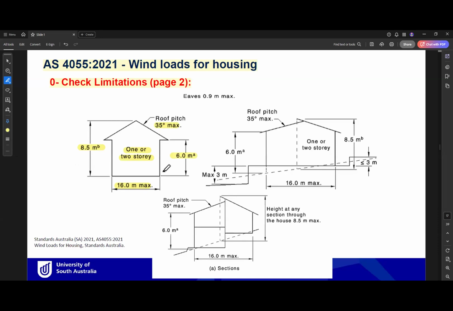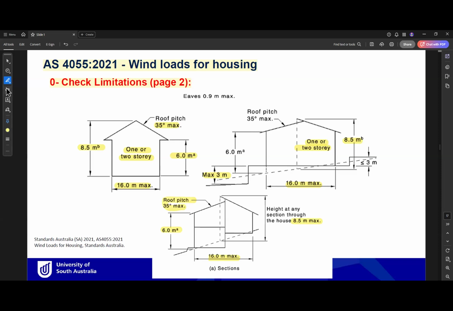Okay, so these are some requirements or limitations for using this standard. If it is on a slope, the maximum slope step is 3 meters. Again, 1 or 2 storeys, maximum height 8.5 meters, maximum width 16 meters. So the maximum width for all cases is 16 meters, the maximum height is 8.5 meters, the maximum eave height is 6 meters, and the maximum roof pitch is 35 degrees.